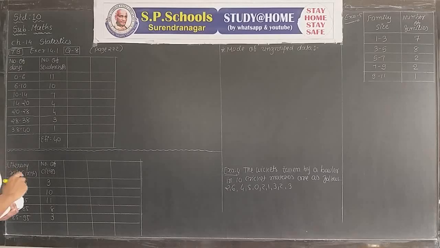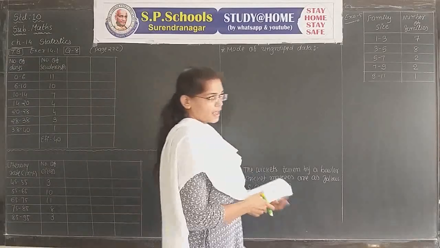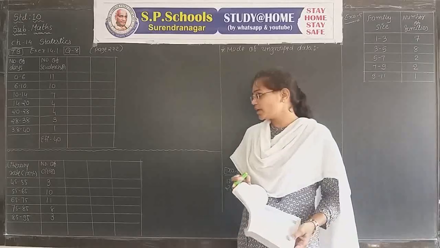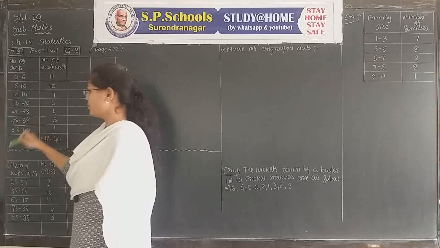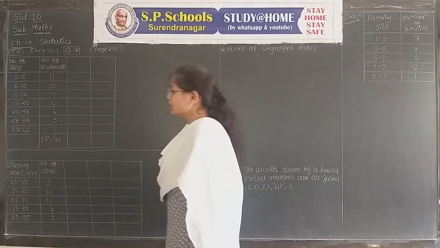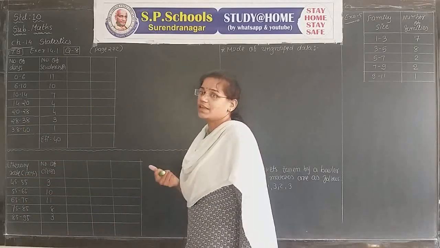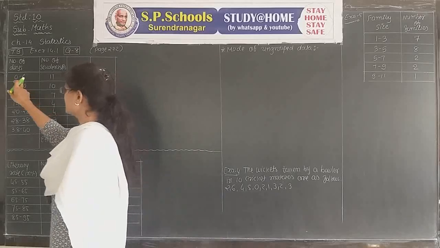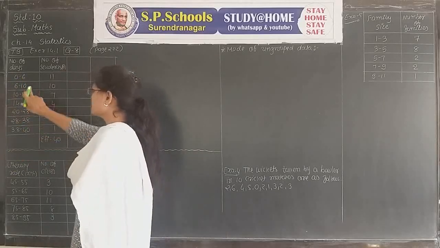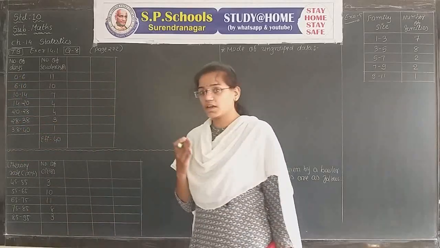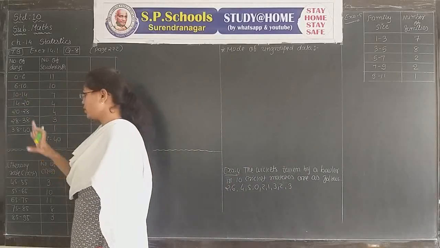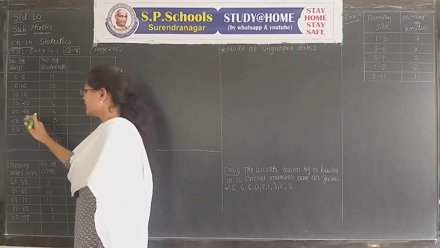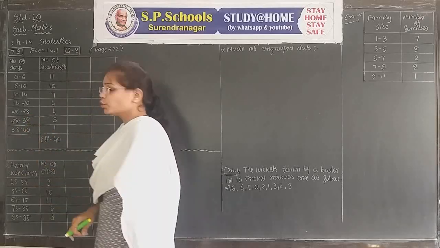It is 40. First of all, see that the class intervals are continuous. Yes, all class intervals are continuous. But the class intervals do not all have the same class size. The first class interval has class size 6, the second has class size 4, the third has class size 4. The next is 6, then 8, then 10, then 2.